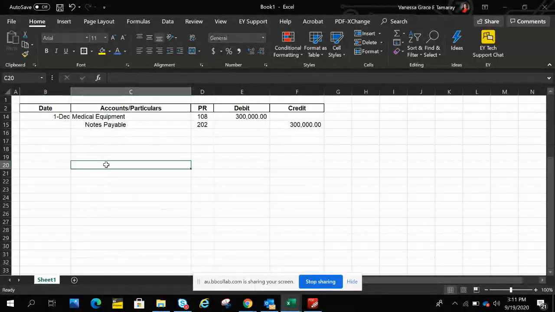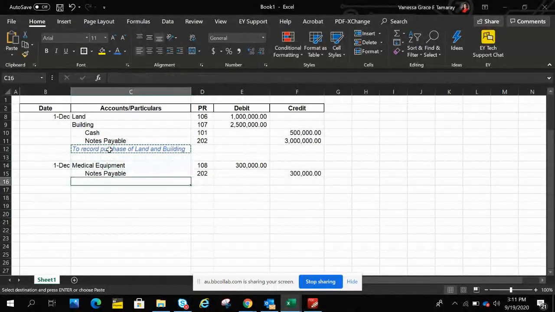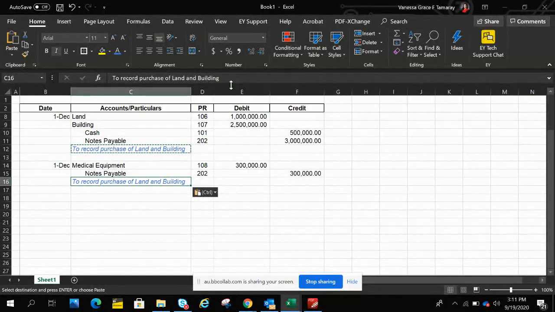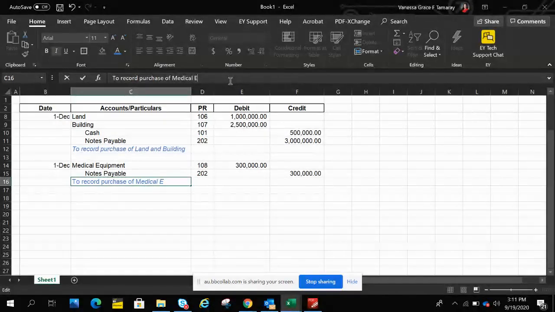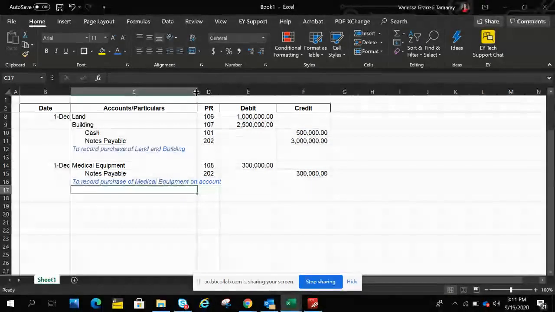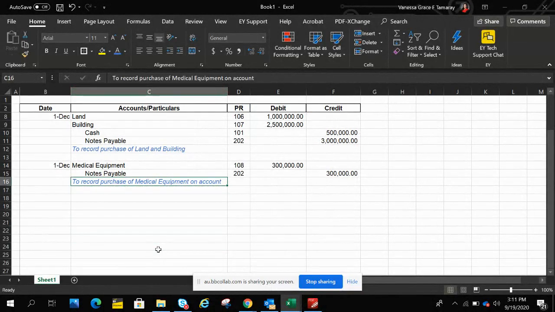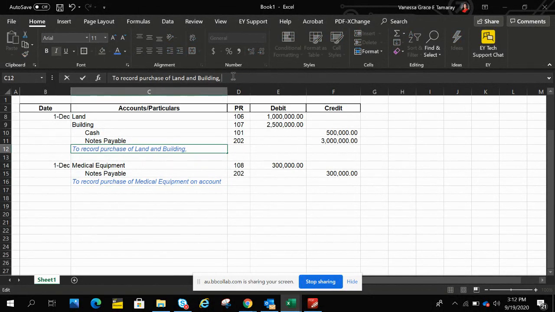Okay, next. Di ba medical equipment? Ilagyan natin ng brief description. To record purchase of medical equipment on account. Okay. Medical equipment account. Lagyan natin kanina partially paid in cash and remaining on account.